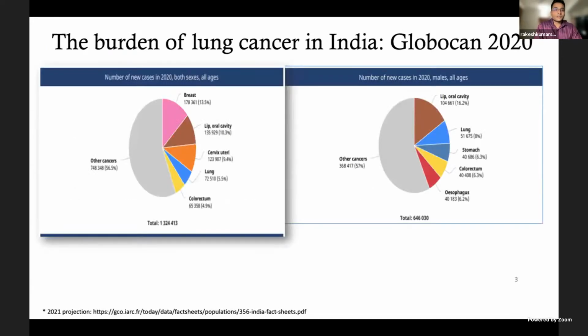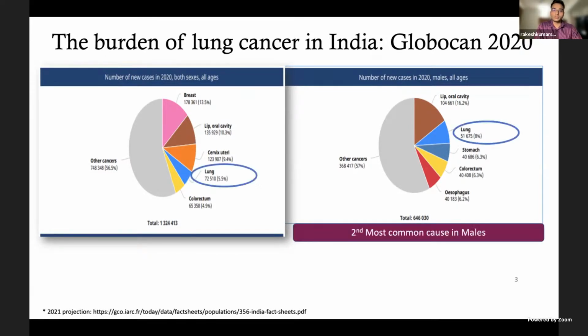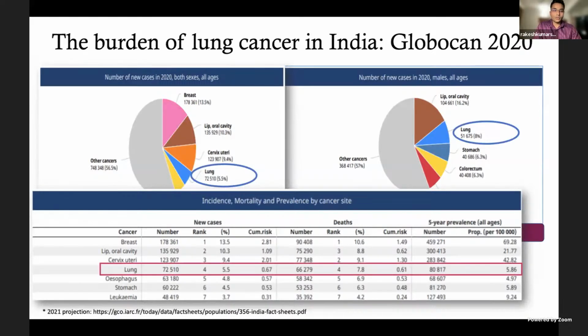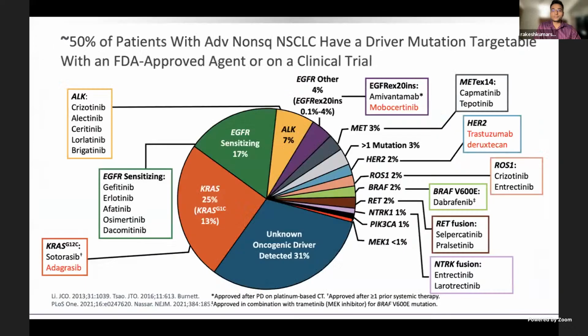The burden of disease in India, as per Globocan 2020, is that approximately 72,000 new cases were diagnosed, of which approximately 52,000 were male patients. So the burden is huge. It is the fourth most common cancer overall, second most in males, and the fourth leading cause of cancer-related mortality.